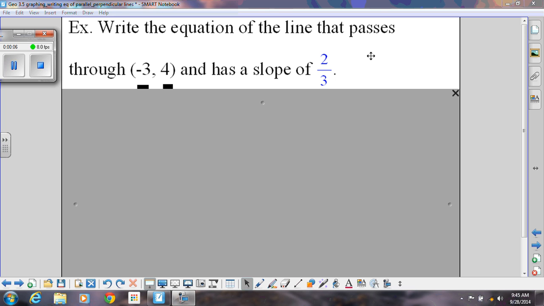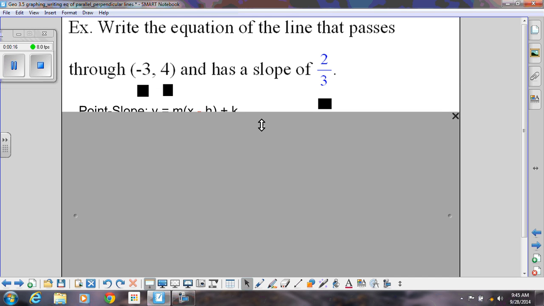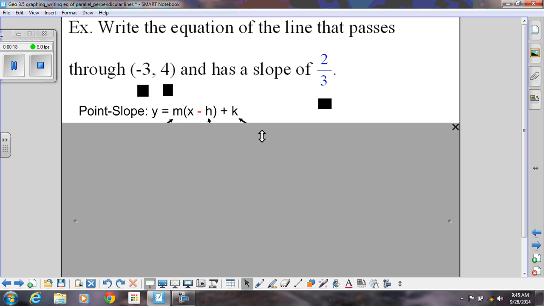In this example, we're going to write the equation of the line that passes through this point and has this slope. Because I am given a point and a slope, I'm going to use the point-slope form. As a reminder from Algebra 1, this is what that point-slope form looks like: y equals m(x minus h) plus k.